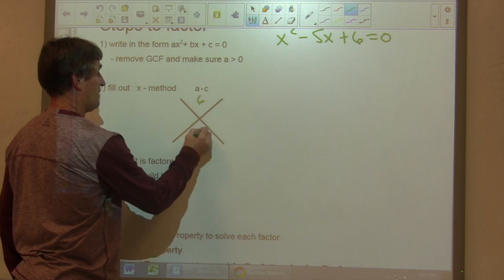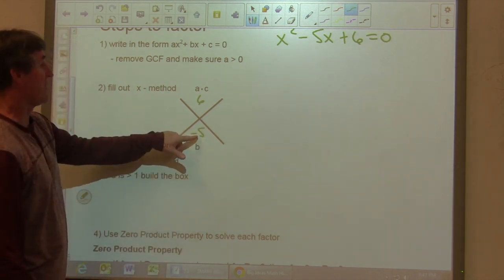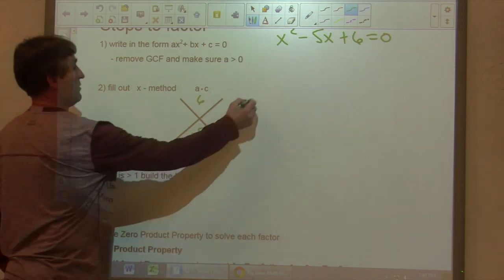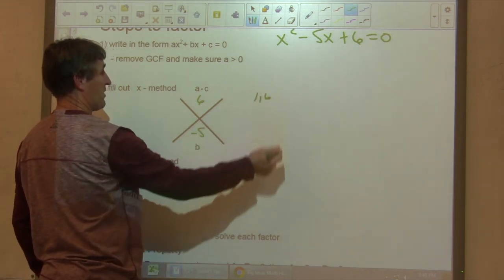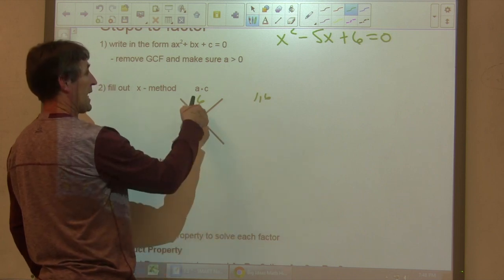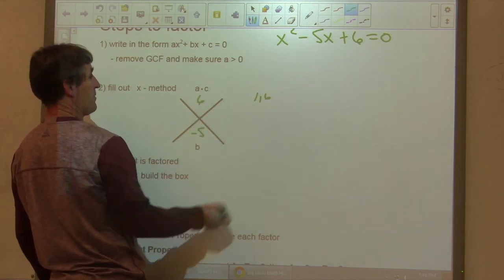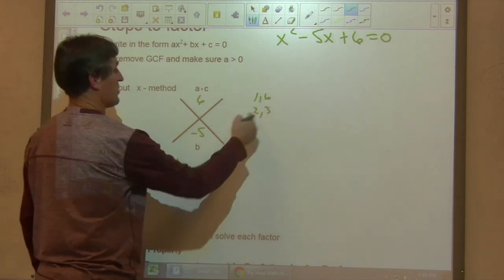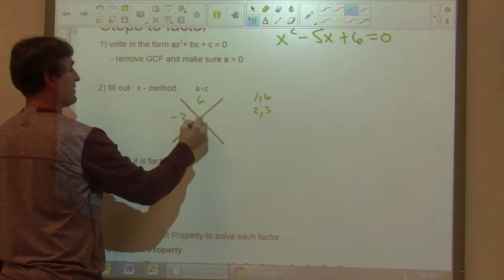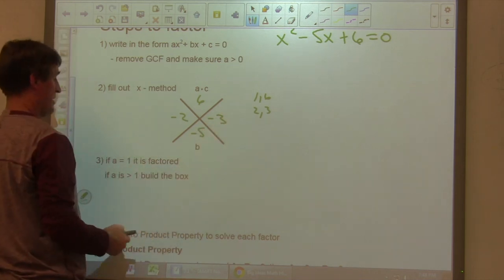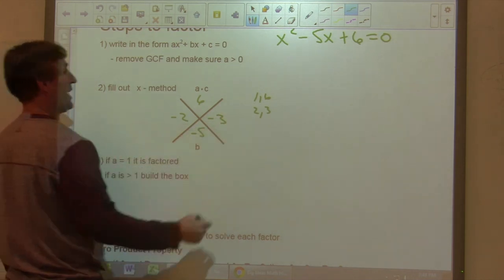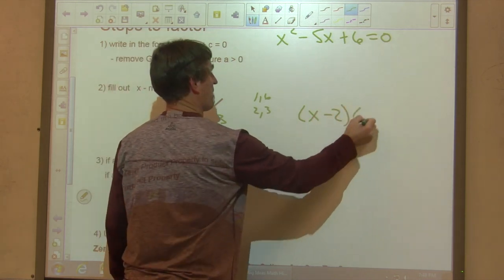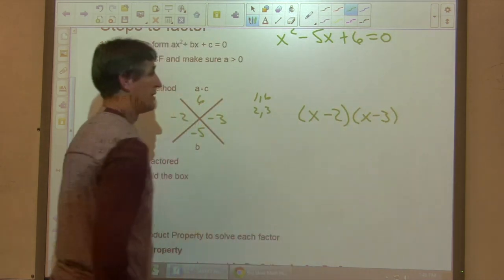B is negative 5. The numbers that multiply together to give you 6 and add up to give you negative 5. Well, 1 and 6 would give you 7, or negative 7. They both have to be negative to get a positive and a negative here. So it would have to be 2 and 3 because those add up to 5. So that would be negative 2 and negative 3. A is 1, so we're done. It's just x minus 2 and x minus 3.